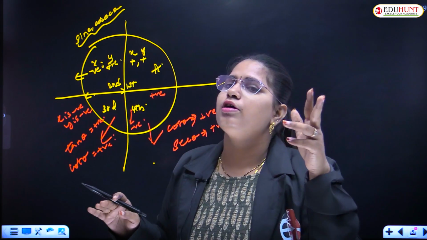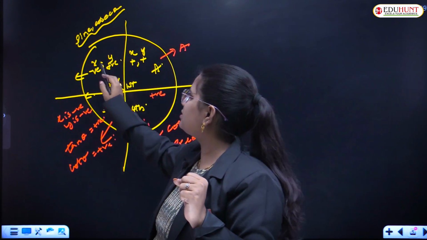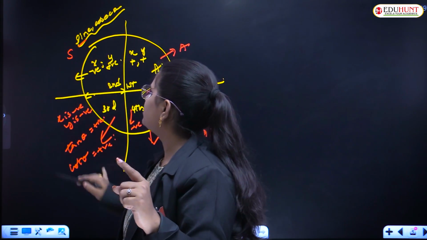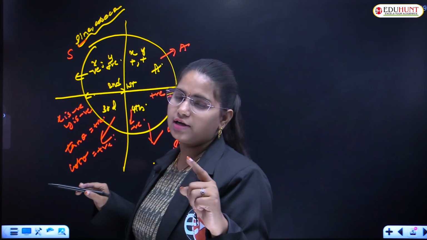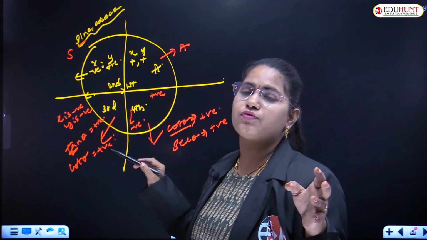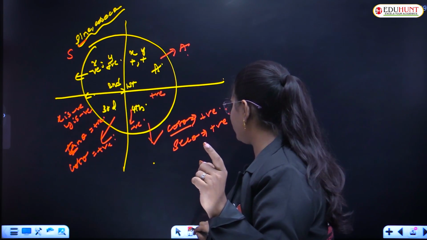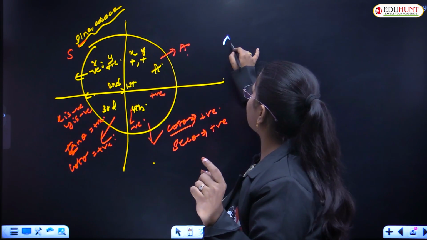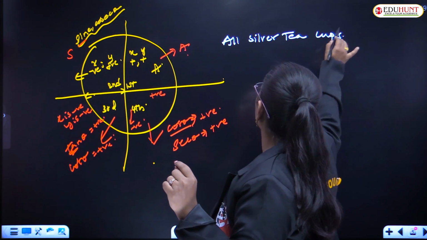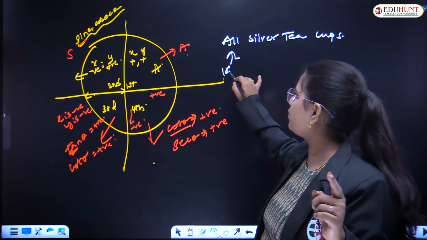In order to remember the shortcut form, all means A. Sine and cosec are positive. What is the first letter of sine? S. And here tan, correct? What is the first letter of tan? T. And here cos, what is the first letter of cos? C. So we have all silver tea cups. What is the easy way to remember? I can tell you like all silver tea cups. All trigonometric ratios are positive in the first quadrant.